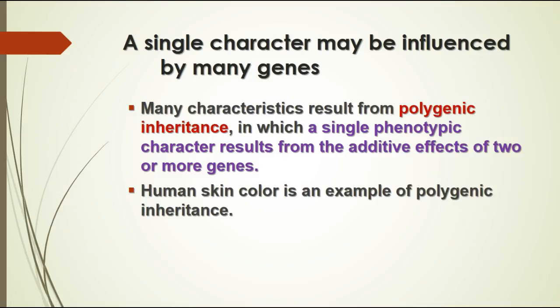There's also a condition called polygenic inheritance. This is when you have a single phenotype that results from adding together 2 or more different genes. Human skin color is an example of polygenic inheritance. So is eye color. And we'll talk about a couple of other things as well in class.